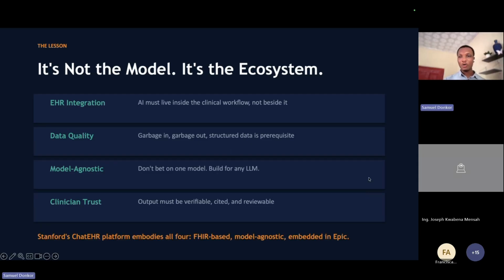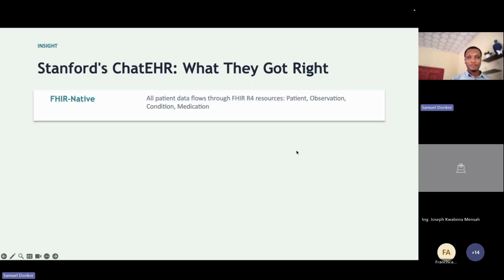So the key takeaway, like I said, was that the chat EHR platform, which we just talked about, embodied all of these, right? It embodied the standardized structure of the patient data. It was model agnostic and embedded into Epic, which is one of the biggest EHR systems used. So it wasn't just a standalone platform bolted onto it, right? Okay, so yeah, let's dive a little bit deeper before we go into technical stuff.